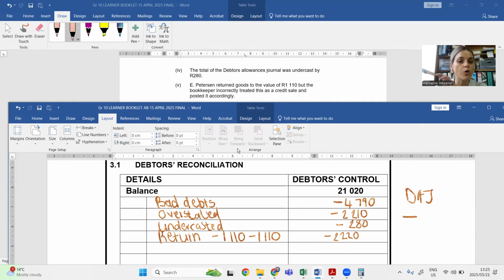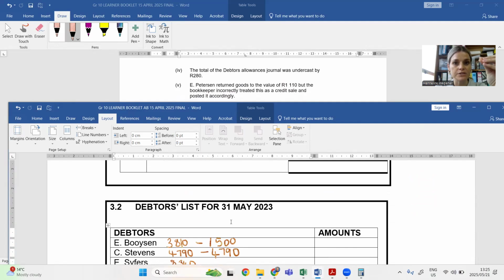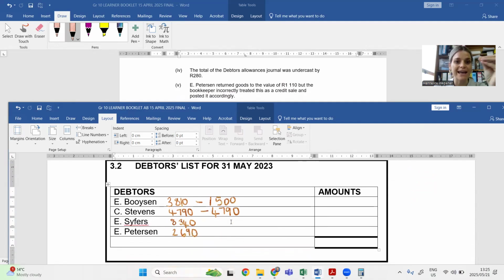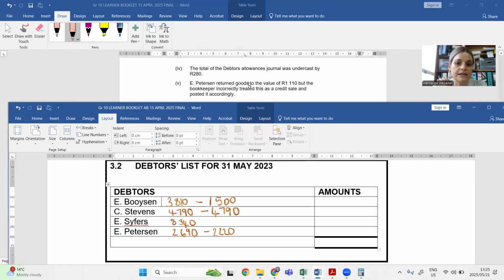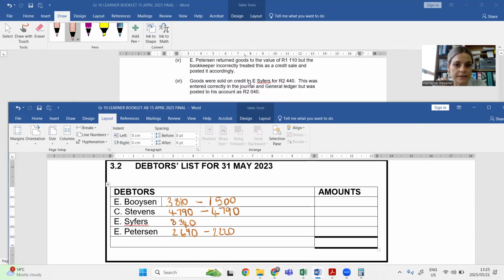Did you hear that? Recording the correct entry. In other words, I'm now in my journal. And if it's in my journal, it means that I must still post it to both the general ledger and the debtors ledger. So I need to go to that account of E. Peterson, and I have to say he doesn't owe me 2,220 of his outstanding balance because I've removed the incorrect invoice that I've added to his account, and I have now recorded the return that he made.